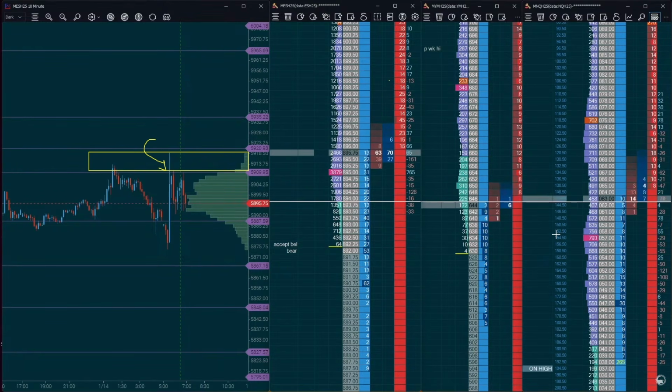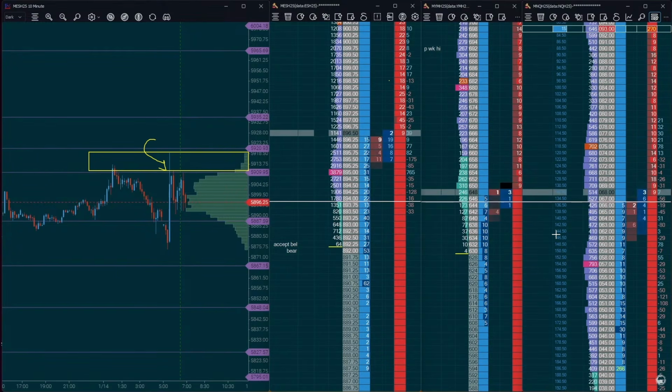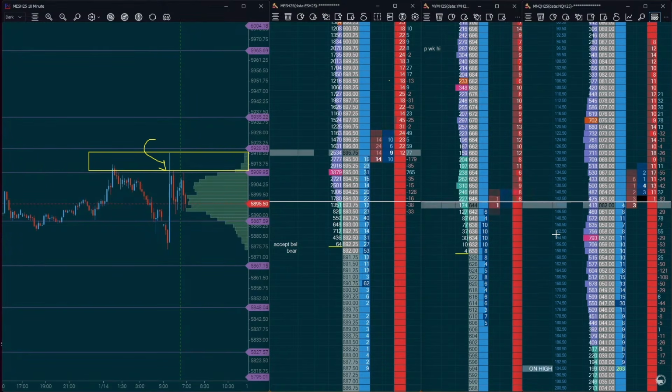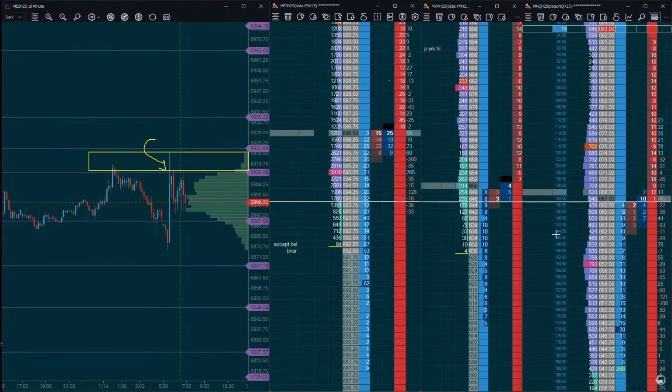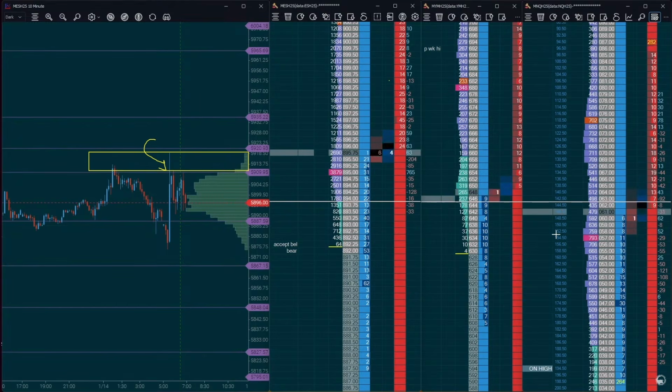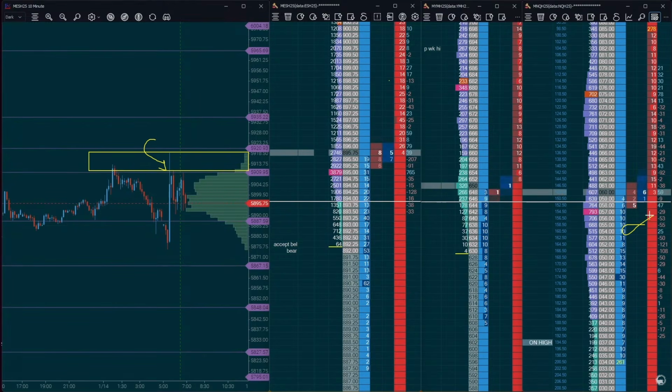So as this action is picked up, you can see the tape is now rather balanced, no longer any aggressors on any given side. They're now finishing the auction at the low end. Keep finishing the auction there down. Means buyers are trying to hold price up.